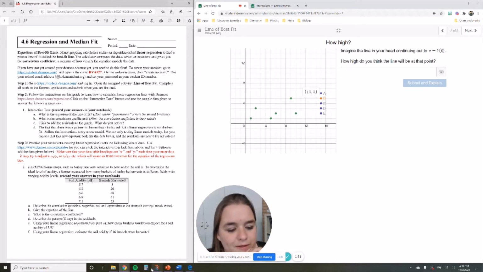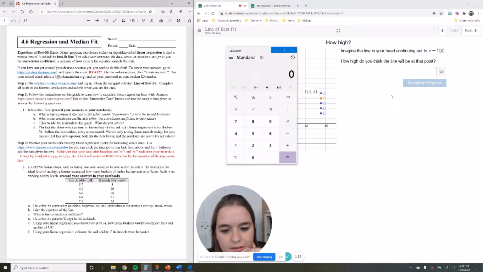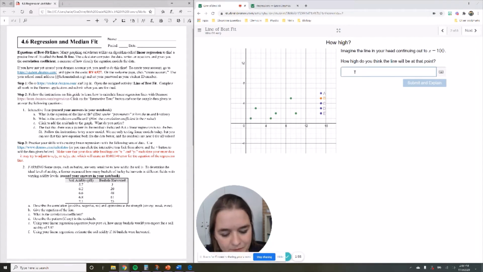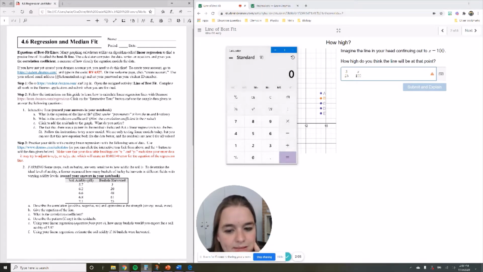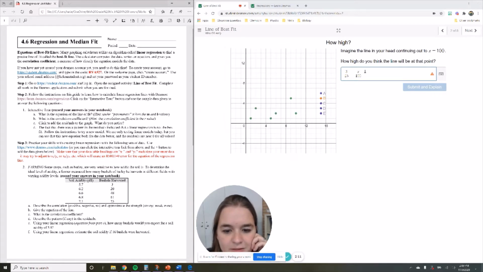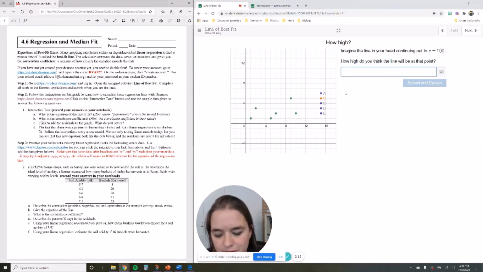Well, now I want to know if I go over 100. So I had 5 over 15 for my slope, but I want to know what is my value going to be when x is 100. Well, I can use my quick equation solving skills here, multiply both sides by 100, and I get 500 over 15. So that tells me that the line will be at about 33.